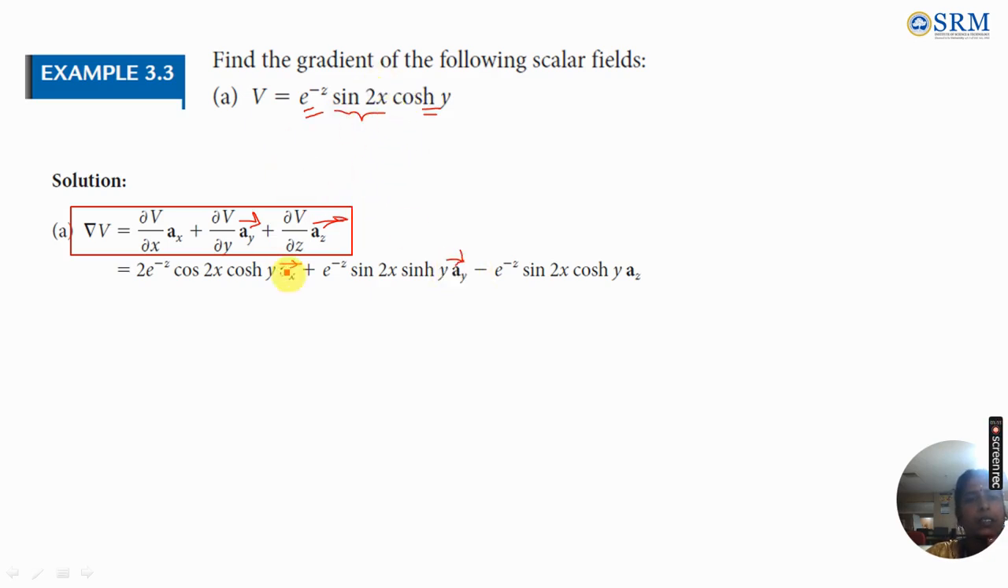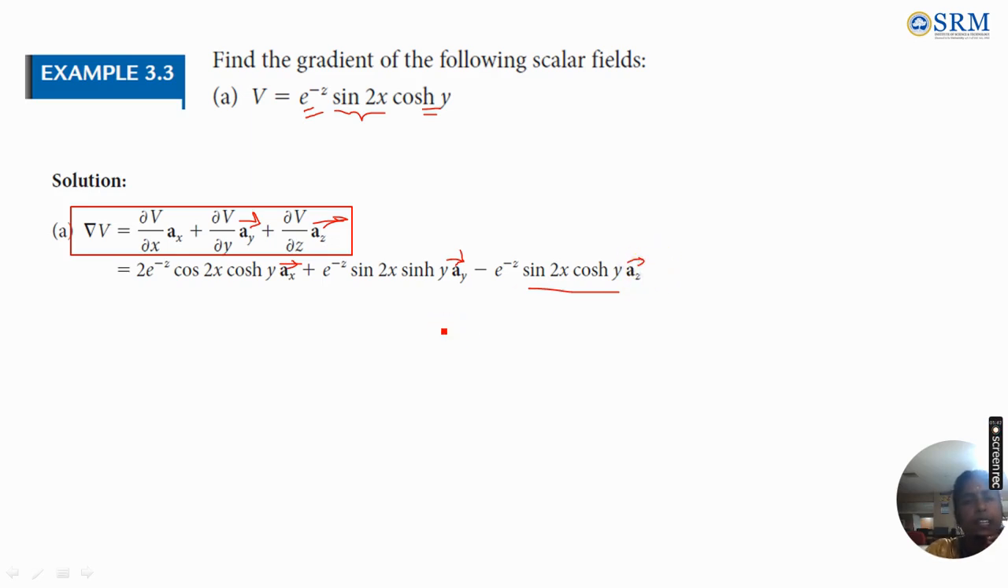Whereas if I take the last part, that is the differentiation of the scalar with respect to z, the other two components will remain the same. sin 2x and cosh y will be there. Differentiation of e^(-z) is e^(-z) into the constant minus 1. So this plus will now turn into minus, and I have to multiply with the az unit vector. I hope you understood.